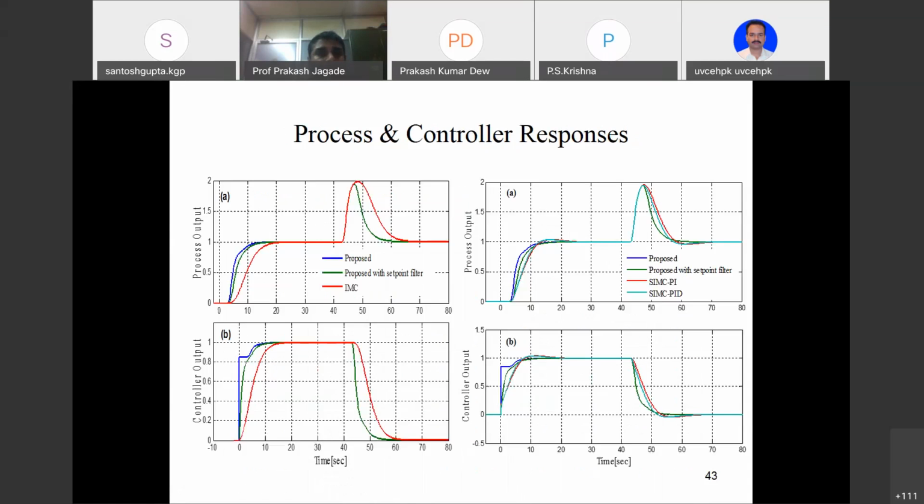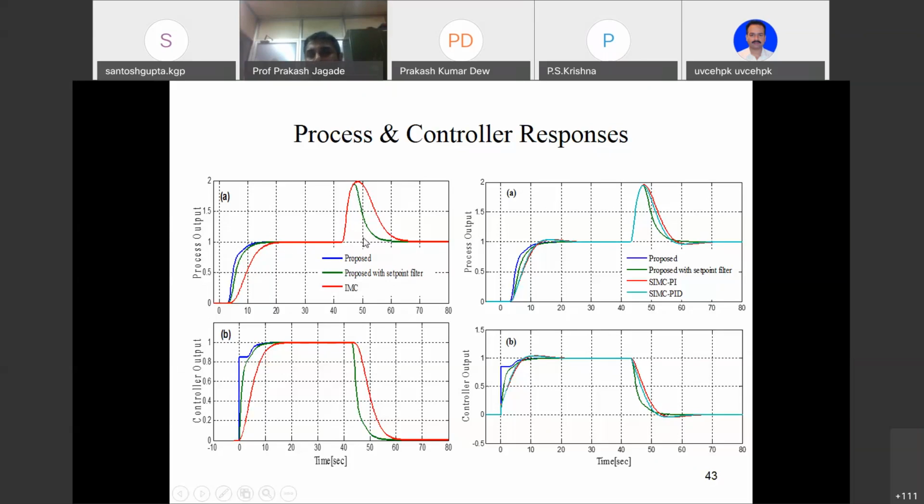As a result, your process variable is approaching the set point quickly. The blue one is the proposed one, the green one is the proposed one with set point filter, whereas the red one is the IMC, and the IMC controller is taking longer to reach the desired set point. We have given a set point change from 0 to 1, and the process variable is reaching the set point. Similarly, we introduce a load change here. The controller is taking corrective action and bringing the process variable back to the set point. Again, the green one is reaching the set point as quickly as possible. As a result, your IAE value will be less.